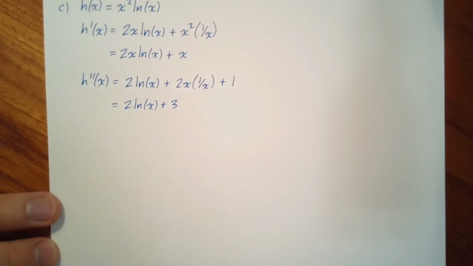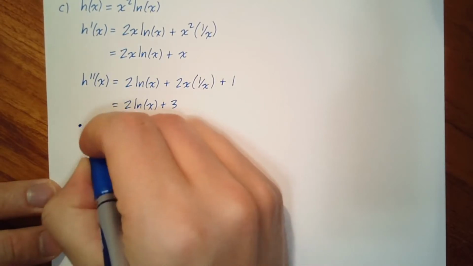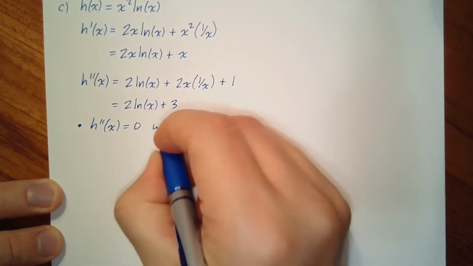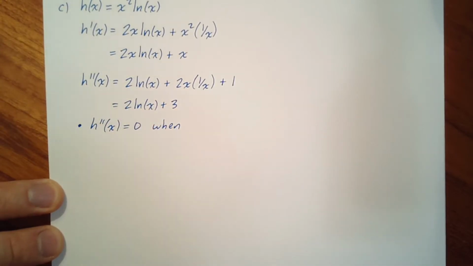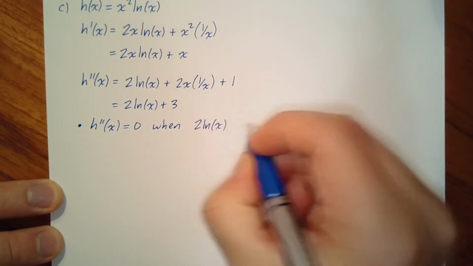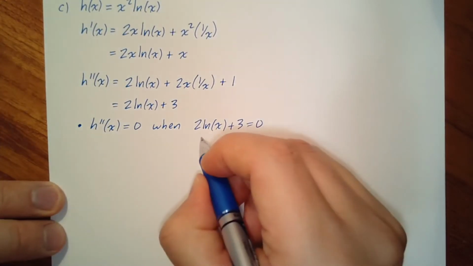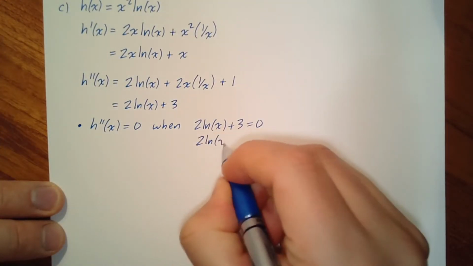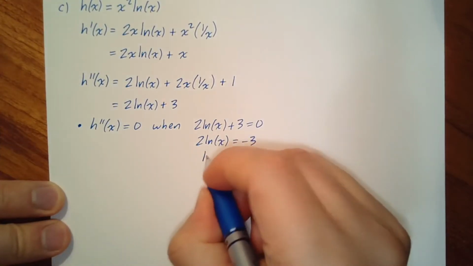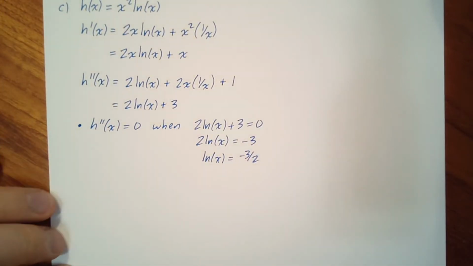when is h double prime of x going to be 0? That's the first question. Well, let's solve the equation. 2 natural log of x plus 3 is equal to 0. When's that going to be true? Well, when 2 times the natural log of x is equal to negative 3. Or, in other words, the natural log of x is equal to negative 3 over 2.